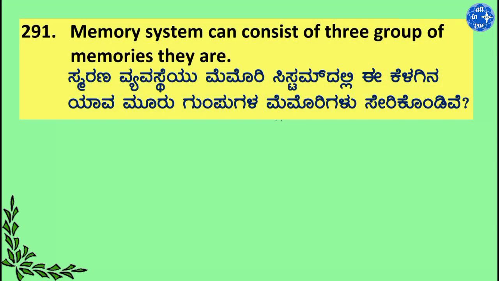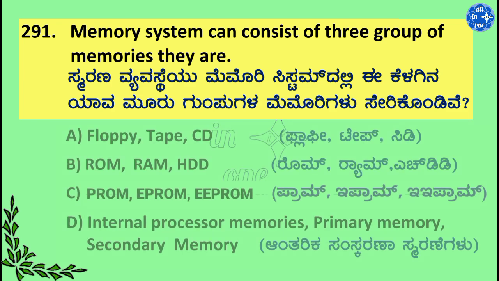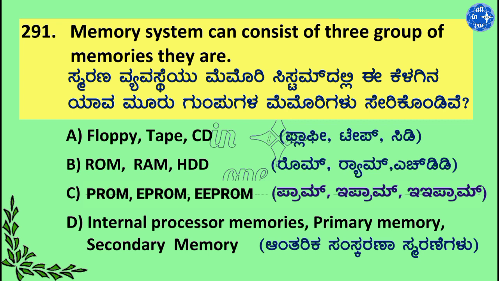Question: memory system can consist of 3 groups of memories. There are: option: floppy, tape, CD, ROM, RAM, HDD, PROM, EPROM, EEPROM, and internal processing memories, primary memory, secondary memory. Right answer is PROM, EPROM, EEPROM.